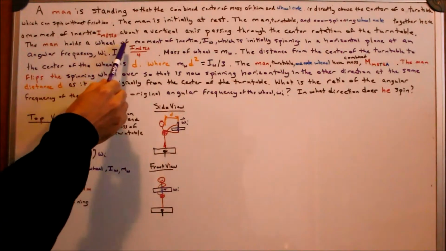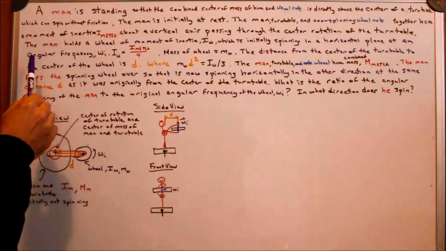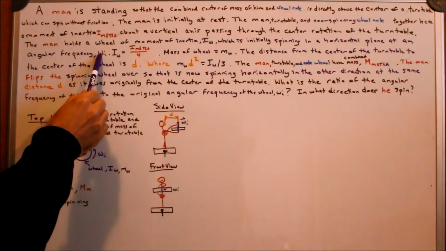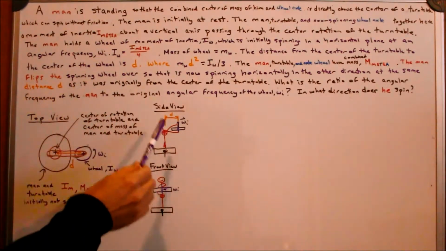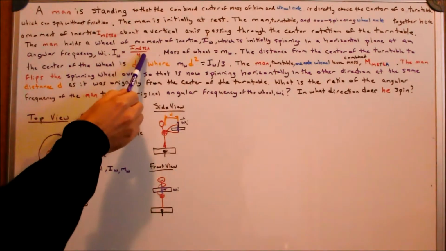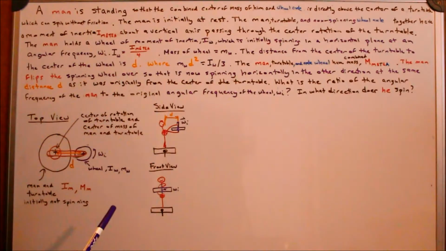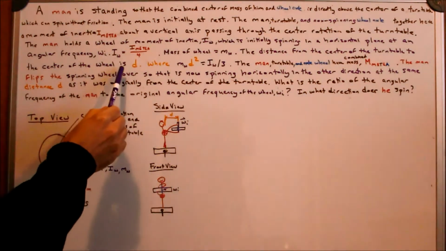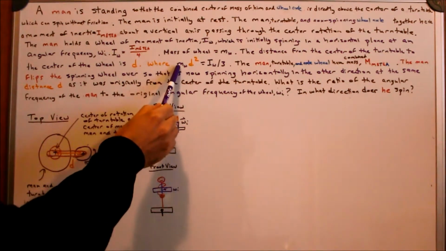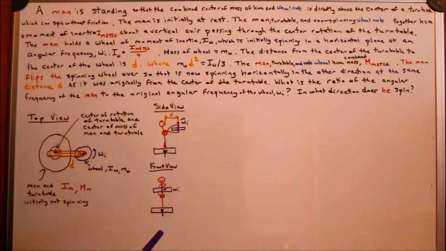The man holds a wheel of moment of inertia I sub W, which is initially spinning in a horizontal plane at the angular frequency omega sub I. And we're told the moment of inertia of this wheel, I sub W, is 1/4 of the moment of inertia of the combined man, turntable, and axle. And the mass of the wheel is M sub W. The distance from the center of the turntable to the center of the wheel is D, where M sub W D squared equals I sub W divided by 3.